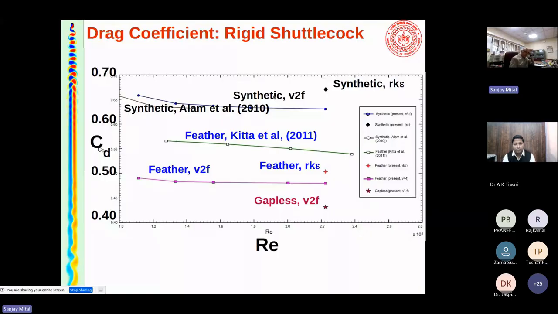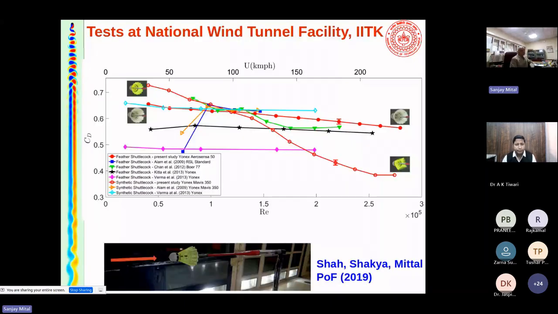So this was a little bit of a surprise. A, why does the gapless shuttle have the smallest drag? And how come the synthetic shuttle or the nylon shuttle has a drag different than the feather shuttle? We use the shuttles from Yonex, and Yonex should have probably tuned them so that the drag is same. So why are they different? This bothered us. So we did some wind tunnel experiments.